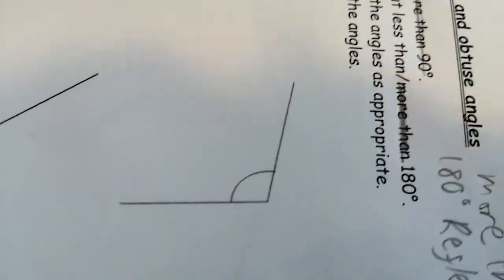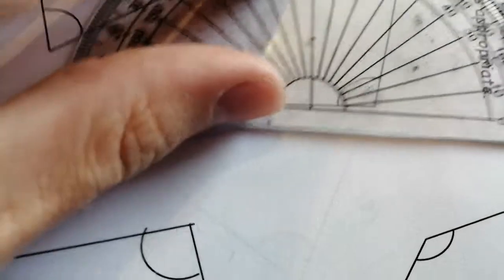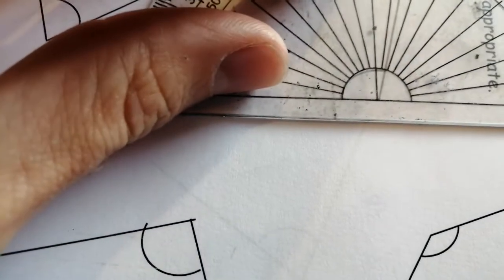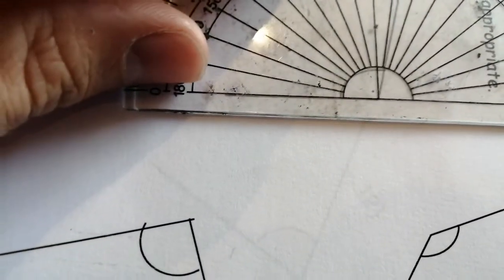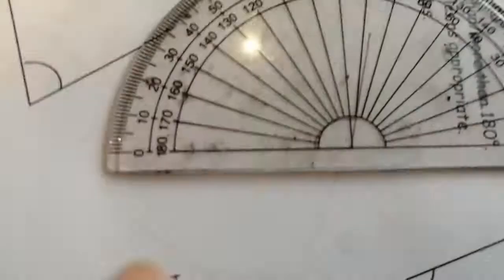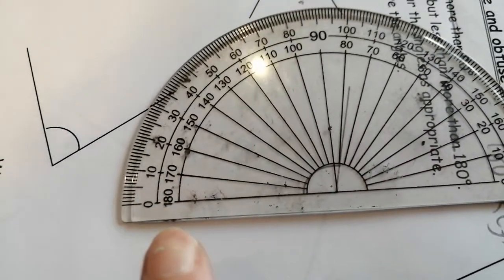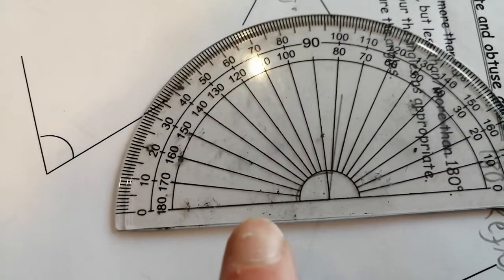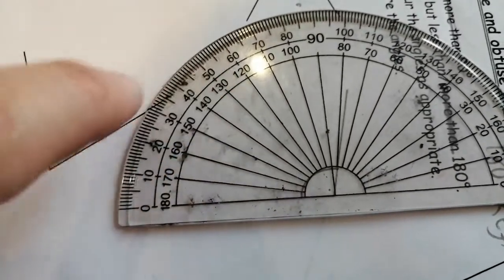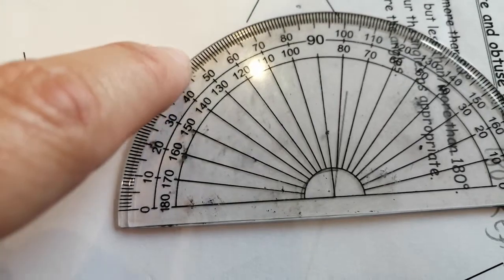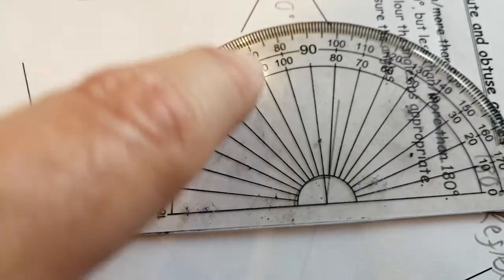And we can check that with a protractor. Sorry about that. There we go. Right, check this with a protractor. Stick it on this side. Now, because the baseline is going to the left of the protractor, we have to look at the outside numbers this time, the outside numbers to measure this angle.